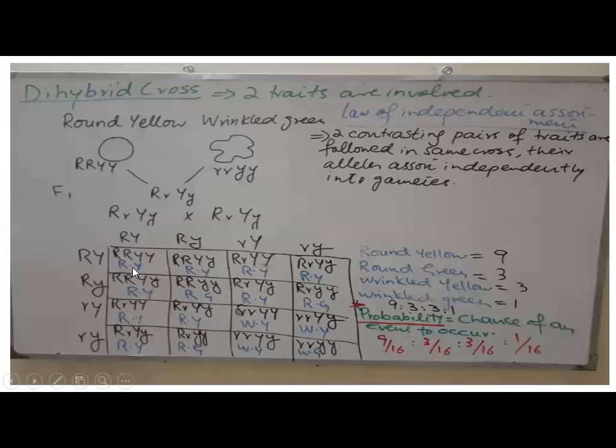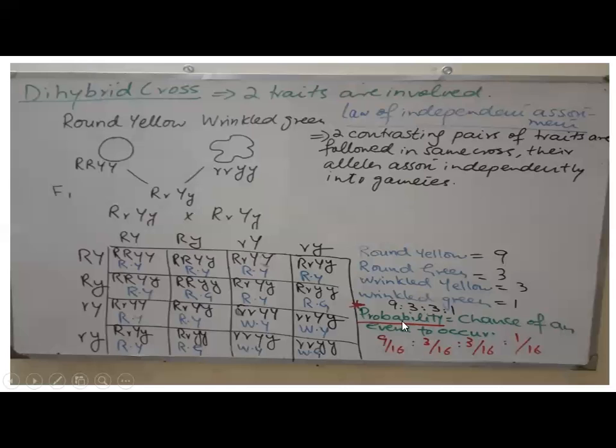RY means round yellow. This seed will be round yellow, round yellow, round green, round yellow, round green, wrinkled yellow, wrinkled yellow, wrinkled green. So out of 16, 9 will be round yellow, 3 round green, 3 wrinkled yellow, and 1 wrinkled green. The ratio is 9:3:3:1.